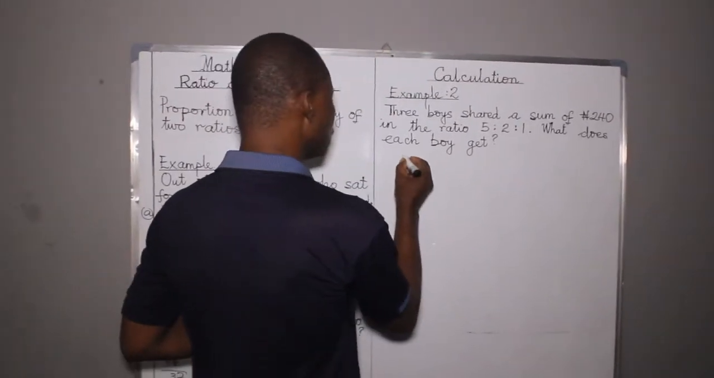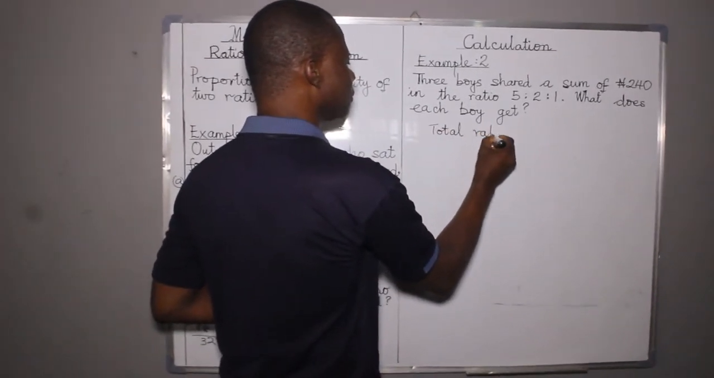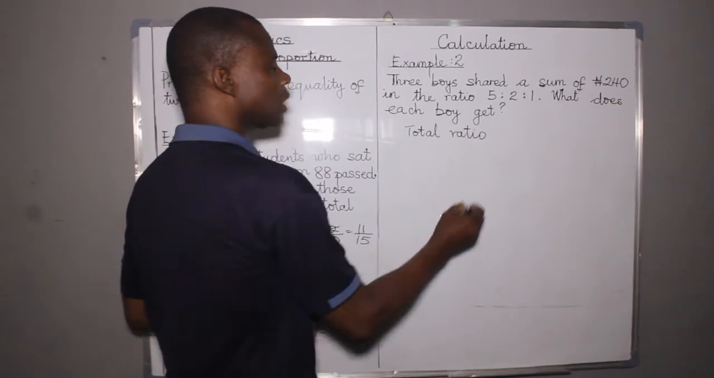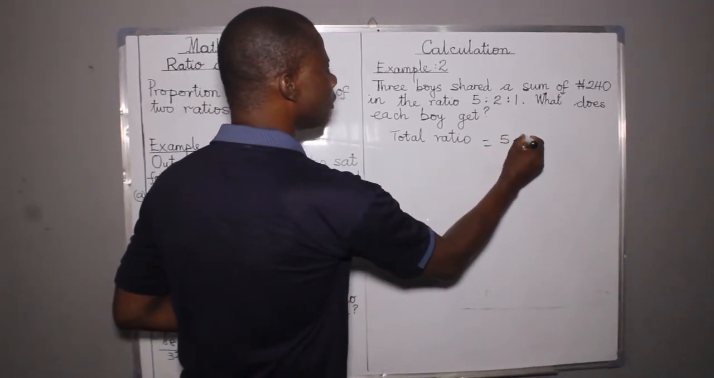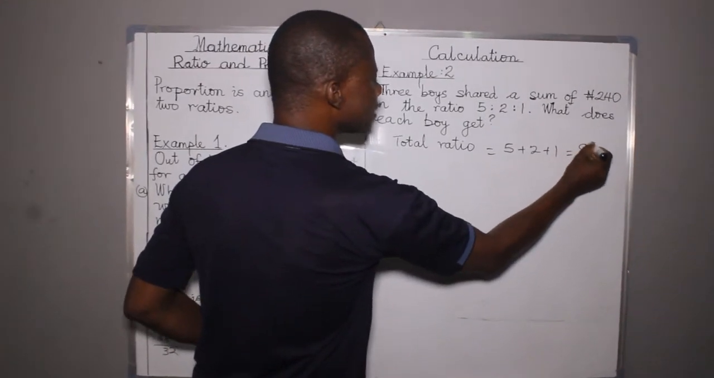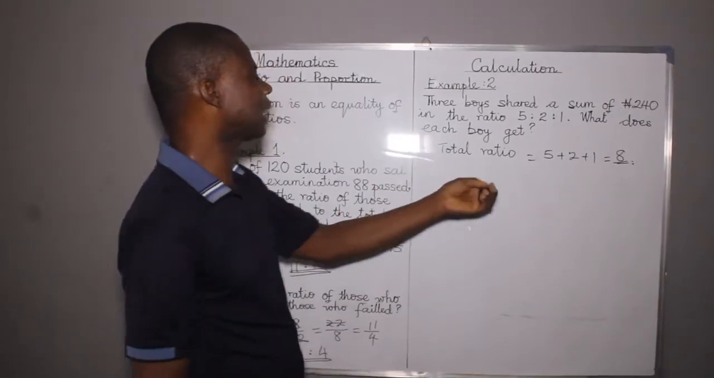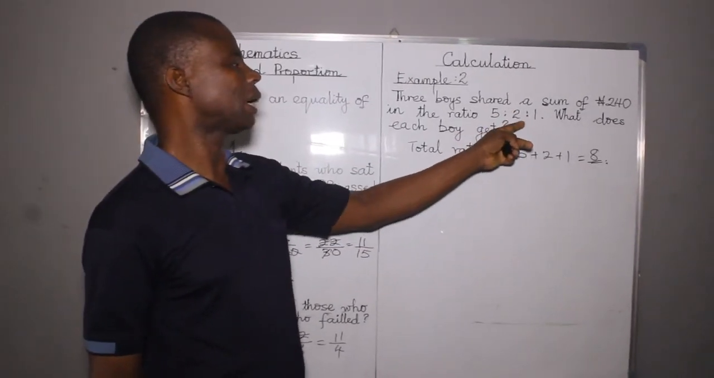And that gives you the total ratio. And what's the total ratio? 5 plus 2 plus 1. And that gives us 8. So 8 is our total ratio. Now we can find the portion of the first boy, second boy, third boy.